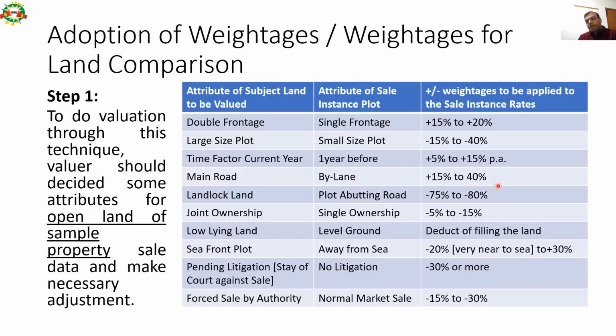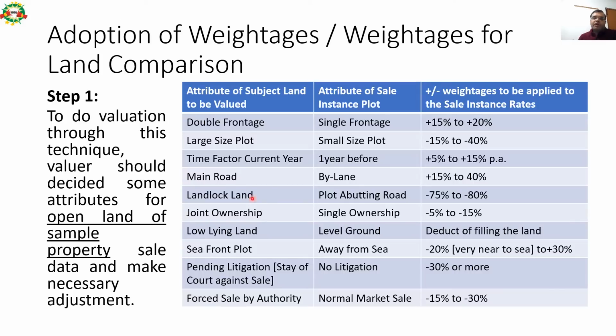So our existing property would fetch a higher valuation, maybe from 15 to 40%. The property which is required to be valued is landlocked, right? But in the previous sample, the property was a plot abutting a road, so it was not landlocked. So it may reduce the valuation of our subject property by up to 70 to 75 to 80%.